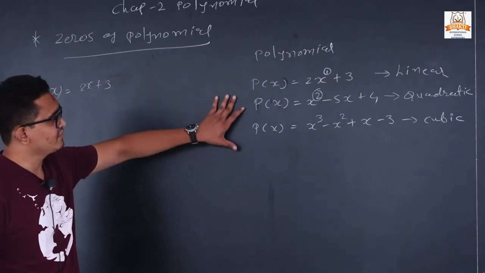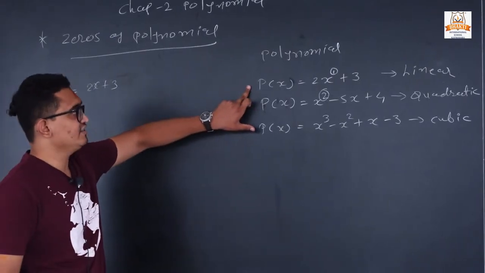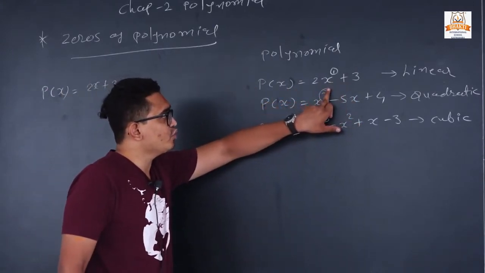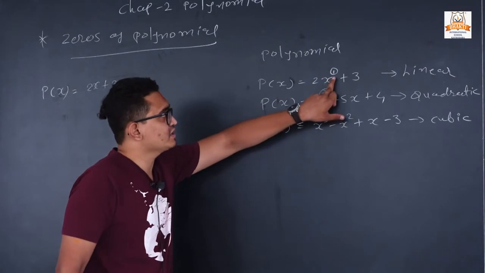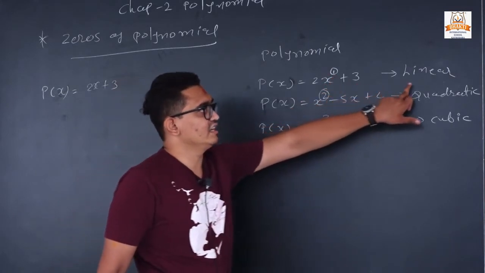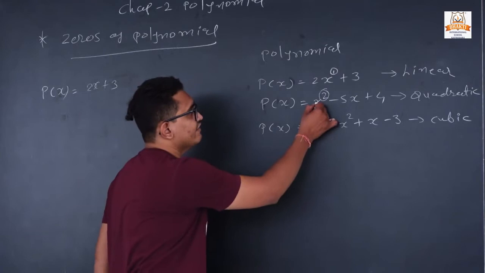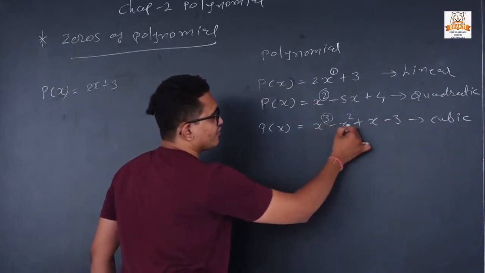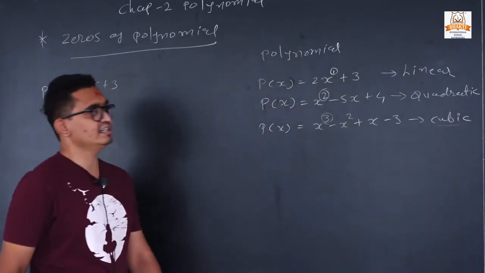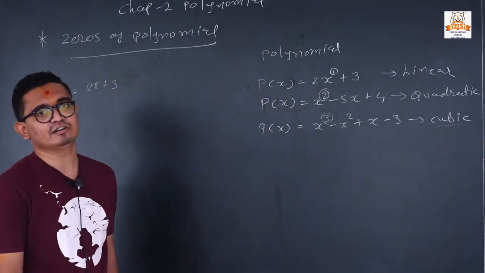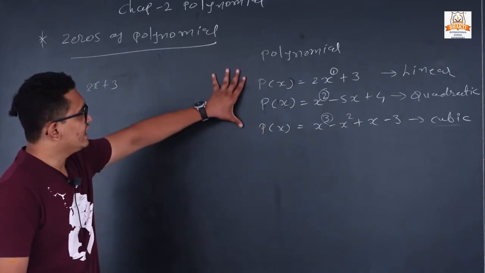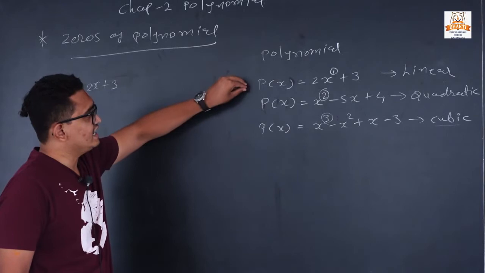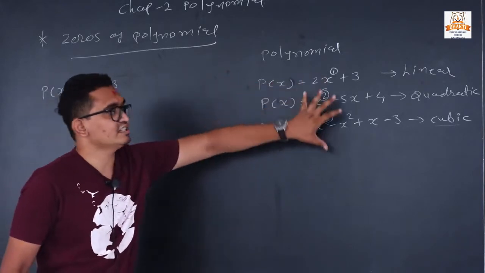So from this you can easily understand: if an algebraic expression has the power of 1, it is called linear. If it has the power of 2, it is called quadratic. And if x has the power of 3, the maximum degree is 3, so it is called a cubic polynomial. So we can understand how to classify any algebraic expression according to its degree.